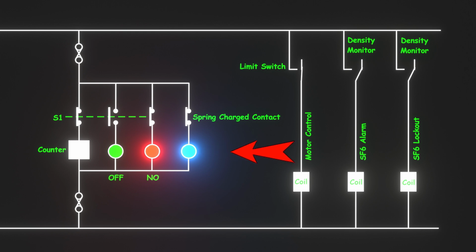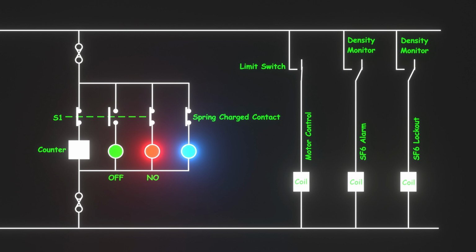This setup also serves an important interlocking function. The closing operation cannot proceed unless the spring is completely charged. That's because a contact from the relay coil is connected in series with the closing coil. So if the spring isn't charged, the breaker simply won't close, protecting it from mechanical issues or incomplete operations.